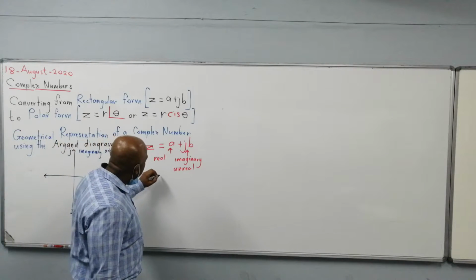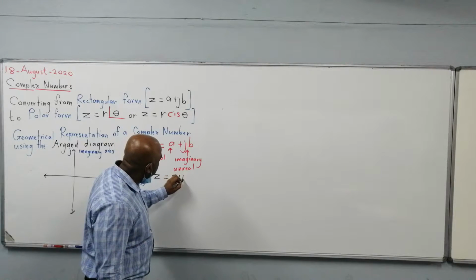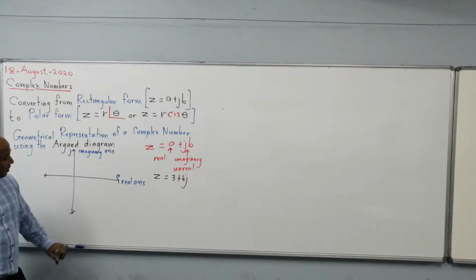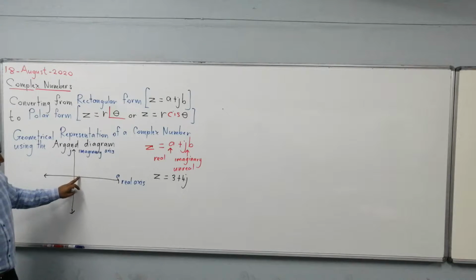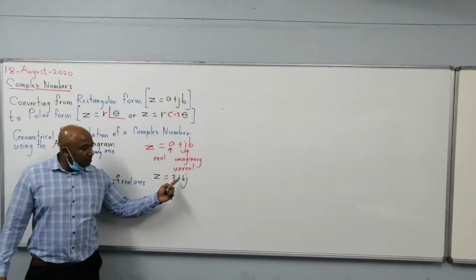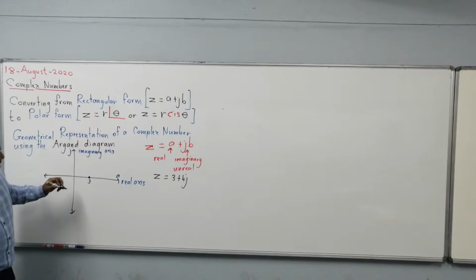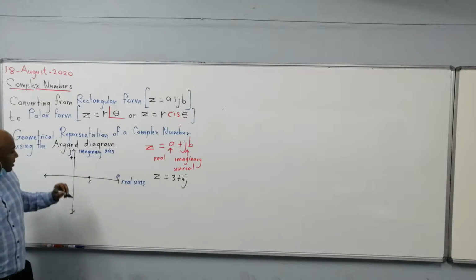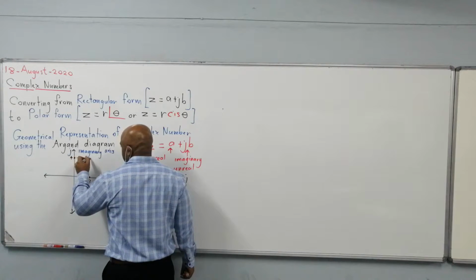Let's take an example. Let's say we have z is equal to 3 plus 4j. Now my real part here is 3. So if I go 0, 1, 2, 3, here is my 3. And the unreal part of this is 4. It's actually 4 times j. So if I go 1, 2, 3, 4, here is my 4.